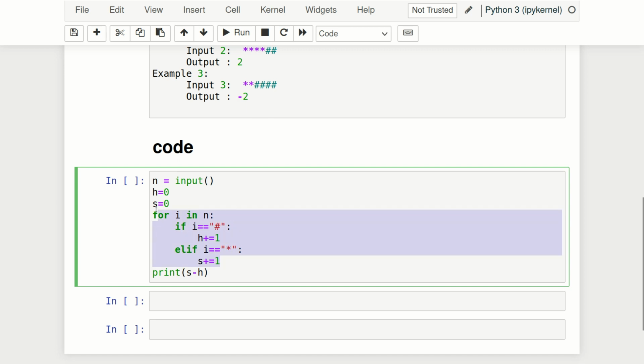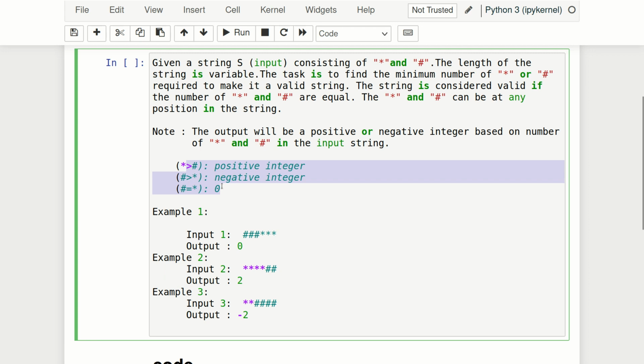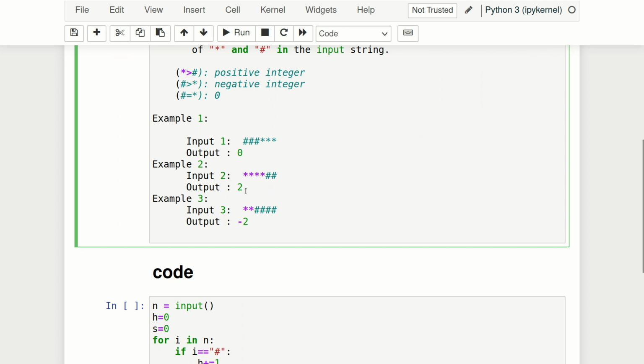So after this for loop, we will get the count of star and hash. Then we will just print the number of star minus hash. Now this is the main thing. You have to print star minus hash, not hash minus star. Because if you print star minus hash, then only this condition will be fulfilled. If star is greater, then star minus hash will be positive. Similarly, in the second case, star minus hash will be negative, and in this case 0.